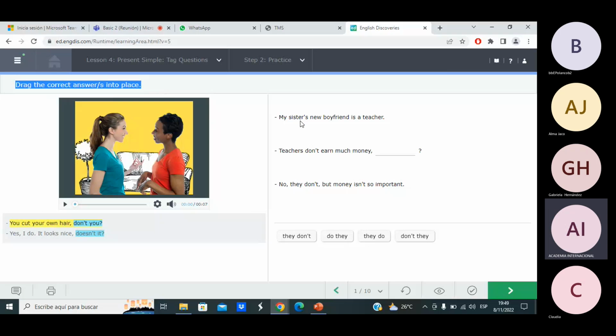Okay. My sister's new boyfriend is a teacher. El nuevo novio de mi hermana es profesor. Teachers don't earn much money. Now, what do you think? What options would you choose? Pay attention if the first sentence is negative or affirmative. And then try to make the next one. Y luego traten de hacer lo que le falta. Which option would you choose? Pay attention if I'm talking in plural or in singular. Okay. We have to check all those things. Debemos ver todas esas cosas.